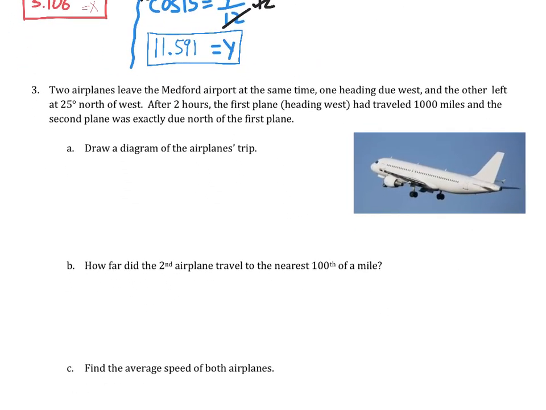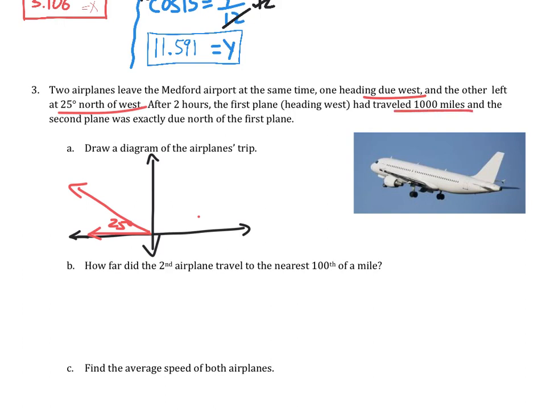So we have a couple planes, one traveling due west, and the other's going 25 degrees north of west. So let's draw a little picture here. One's traveling due west, and one is going 25 degrees north of west. Okay, so 25 degrees. After 2 hours, the first plane had traveled 1,000 miles, and the second plane was exactly north of the first plane.